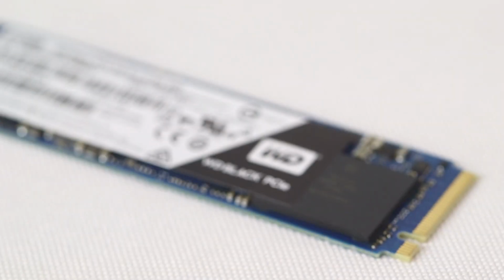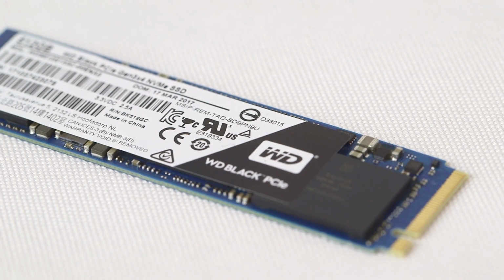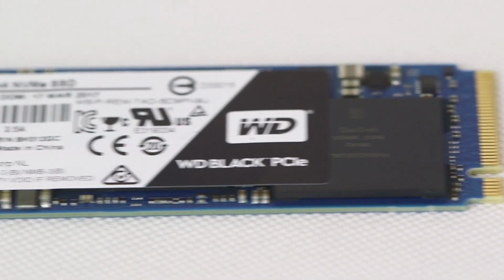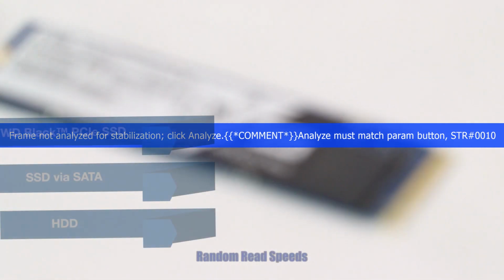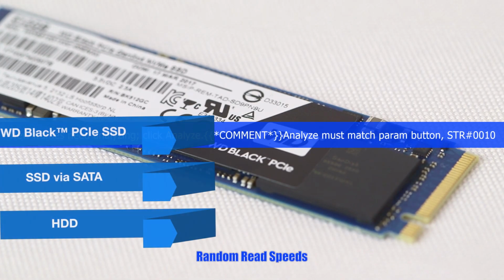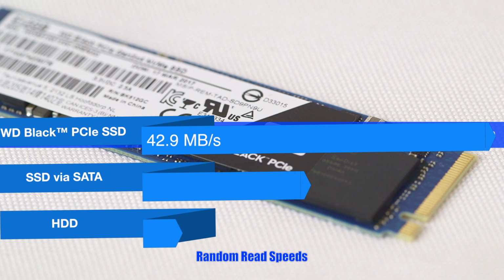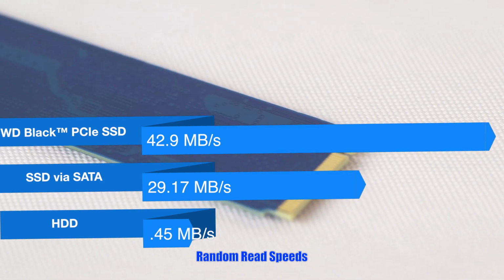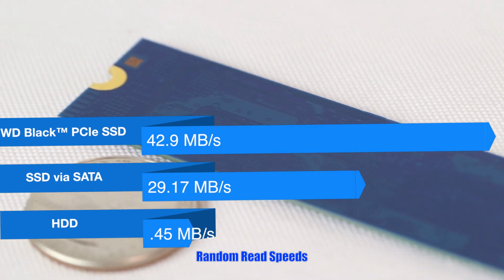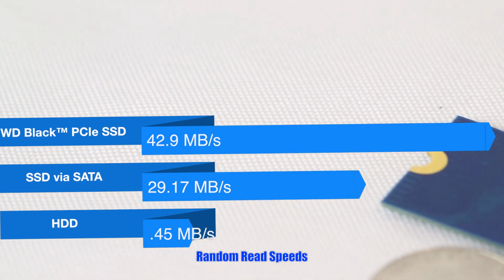Random read and write speeds, on the other hand, are much more important for operating system boot drives or loading games or to use as a scratch disk for video editing. Random read speeds for the WD Black PCIe SSD were 68% faster than a solid state drive via SATA. And random read speeds 95 times faster than a hard disk drive. That's over 9,000% faster than a hard disk drive.